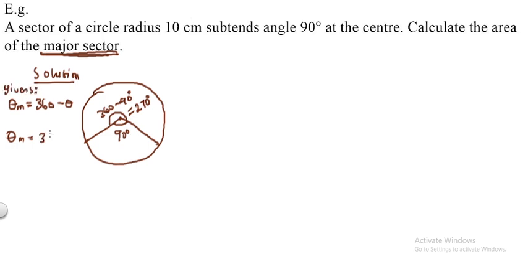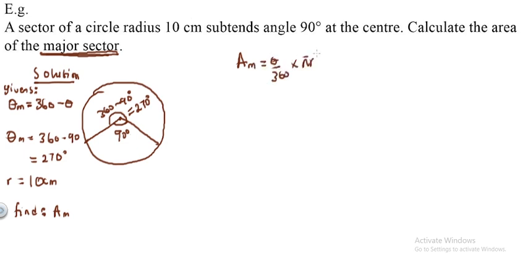Theta m is equal to 360 minus 90, and this is equal to 270. The radius we are given is 10 centimeter. Then we are told to find area of major sector AM. So the area of major sector AM is equal to theta over 360 times pi r square. So here will be theta m because we're looking for the area of major sector.